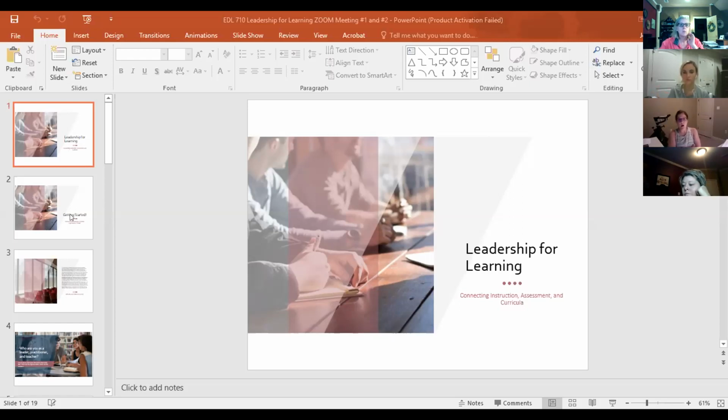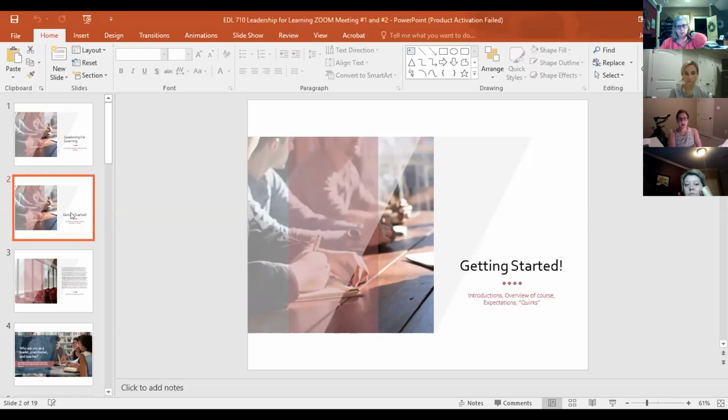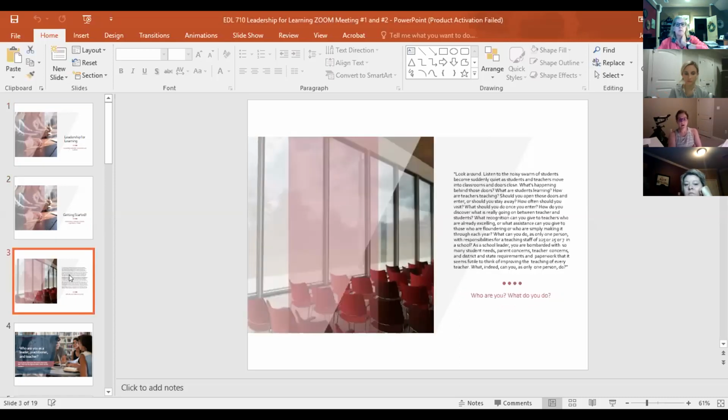So let's take a look at what that really looks like. Okay? So, I want you to look around. This is really incredibly small. I'm not even sure I can read it. So I want you to look around, and I want you to listen to this swarm of students who are moving into the classroom and the doors close. And what's going to happen when those doors close?